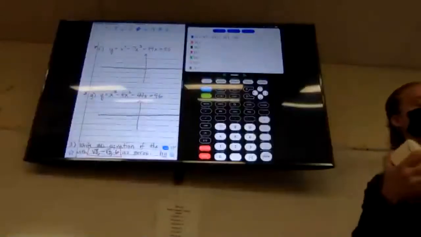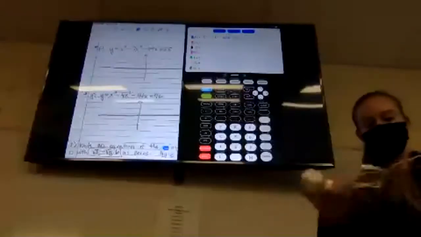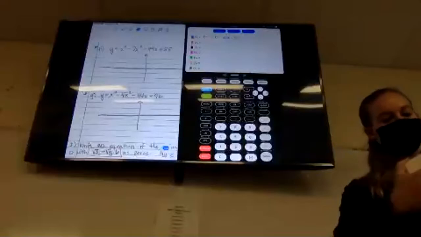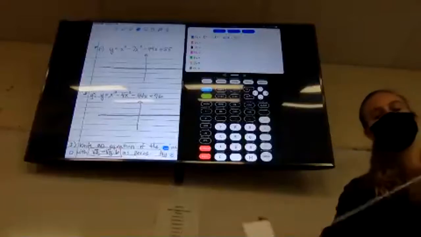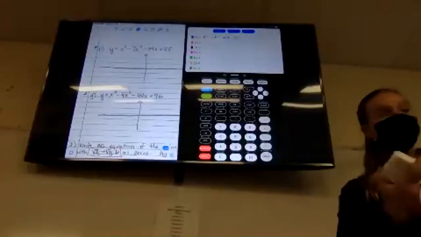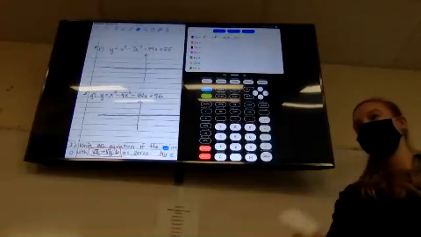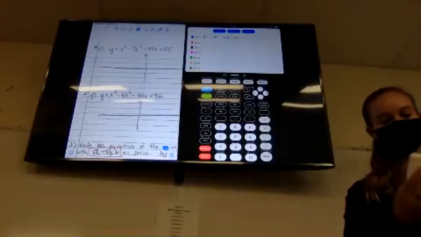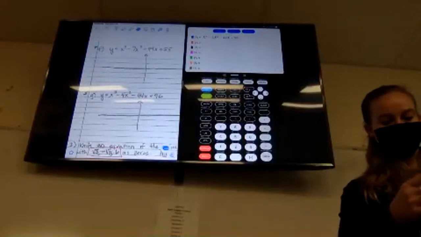Okay, so you're graphing these two on your calculator, seeing what the zeros are and the behavior. I truly only care about those things. I don't care how high or low it goes. I just want to know what the zeros are and the end behavior.